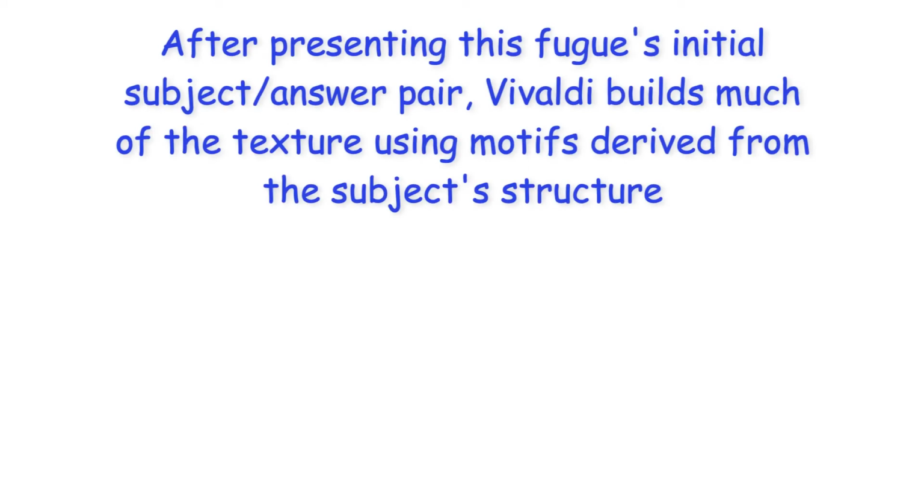Hi everyone! After presenting this fugue's initial subject-answer pair, Vivaldi builds much of the texture using motifs derived from the subject's structure. This fugue subject consists of an initial ascent from its first note, typically the root note of the key in which it's presented, to its third, and then a gradual descent back to its first degree.